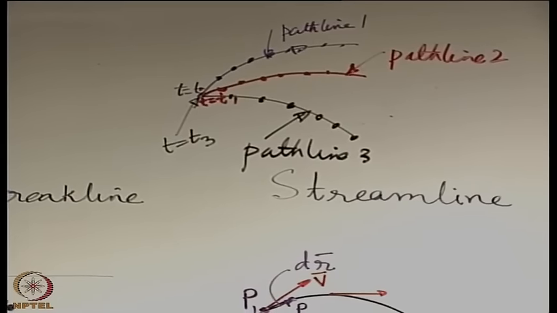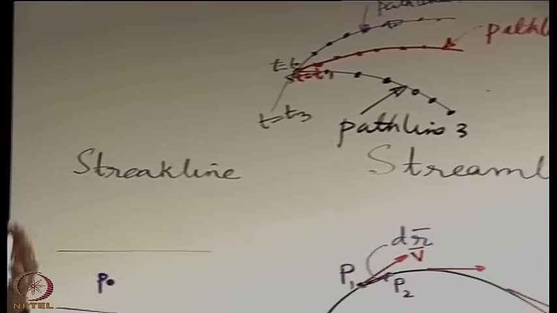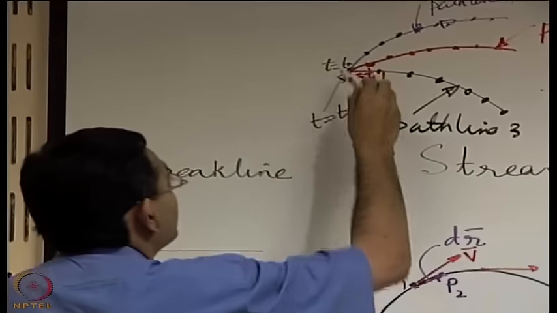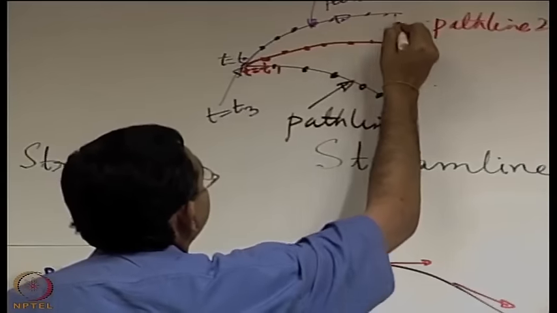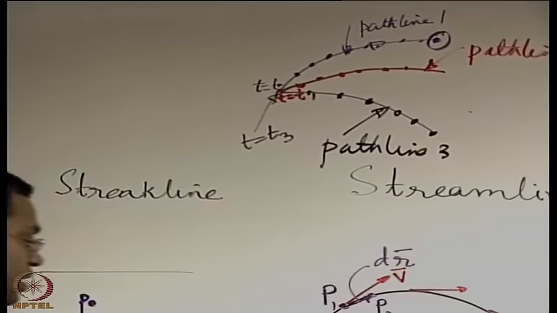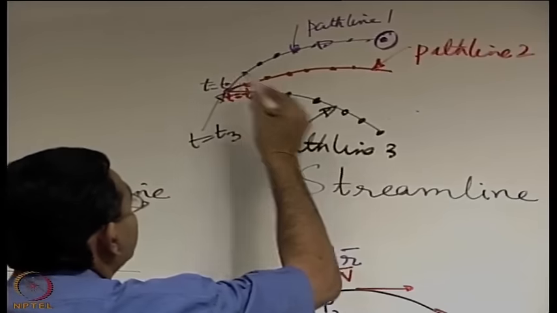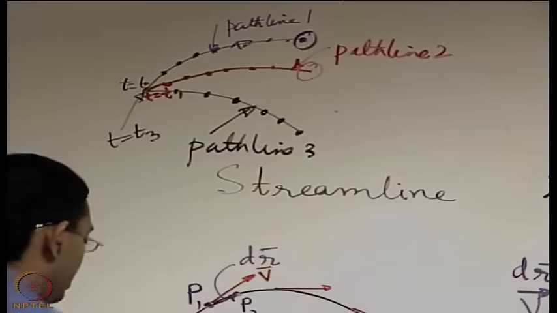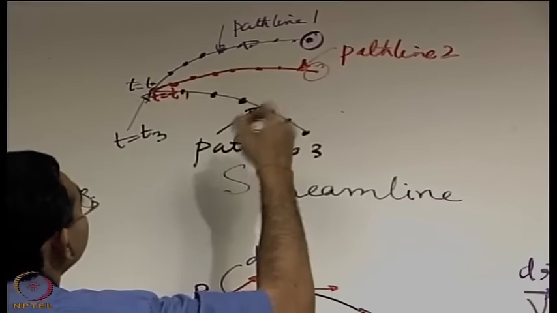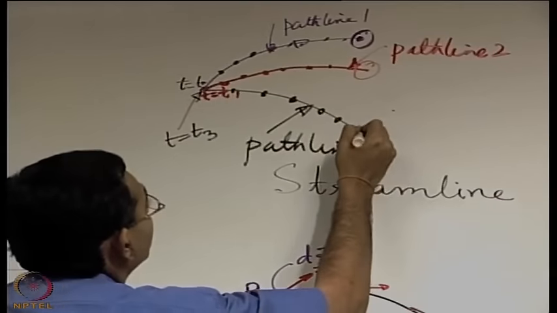Now say we are bothered about at time equal to t, say now. So at time equal to t, that particle which passed earlier through this point at t0, say now it is here, that particle which passed through this point at t1 is now at here, and that particle which passed through this point at say t3 is here.